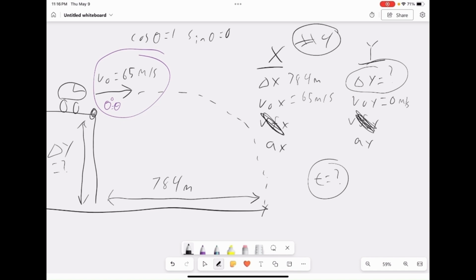So we will use that later on to determine our variables. Cool. Okay, now last thing, acceleration in the X and in the Y. Where is our acceleration coming from? Well, remember, we're talking projectiles. So the only force of acceleration is gravity.